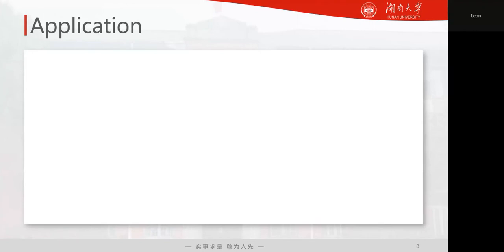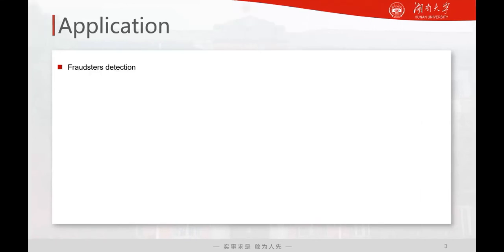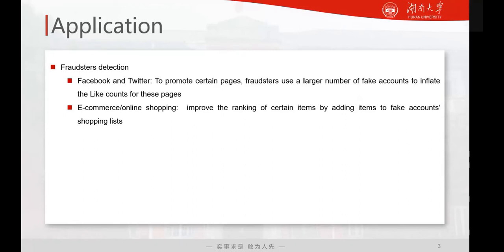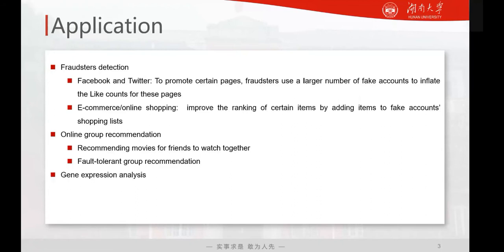K-biplex has many applications, such as fraudster detection. For example, on Twitter and Facebook, to promote certain pages, fraudsters use a large number of fake accounts to inflate the like counts for these pages. In online shopping, they improve the ranking of certain items by adding items to fake accounts' shopping lists. Biplex also plays a role in online group recommendation, gene expression analysis, business relationship analysis, and other applications.